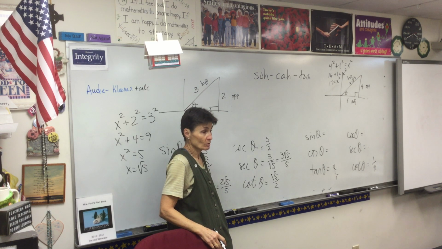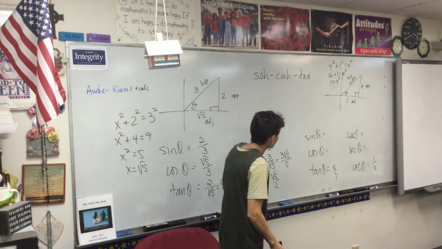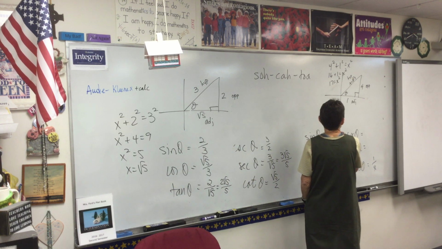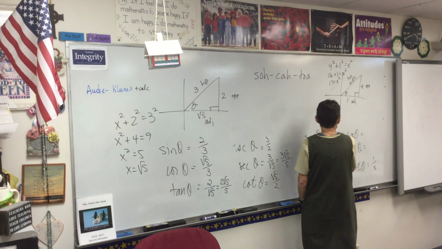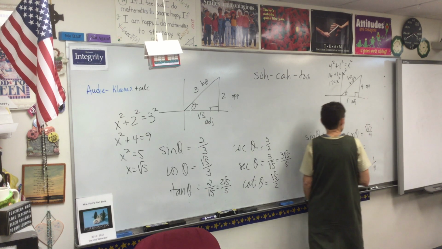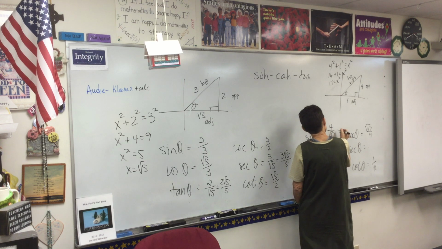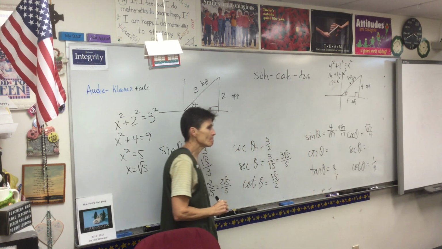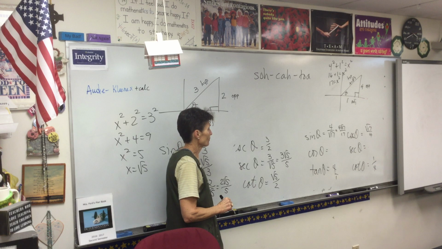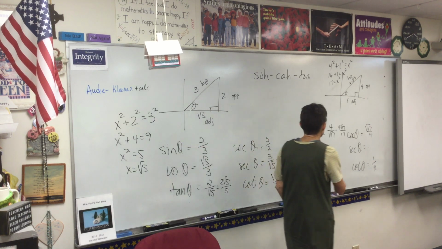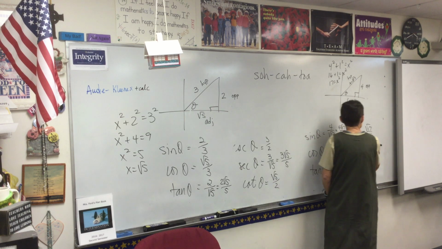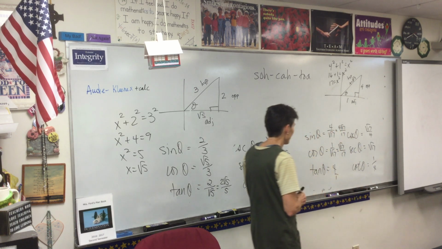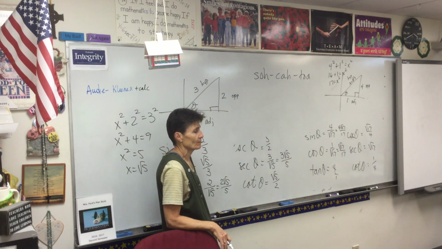Following along, folks? Ferris, you with me? Sine? 4 over root 17, so cosecant is root 17 over 4. Don't like the way that one looks, so I'll redo it. No radicals in the bottom. Cosine? 1 over root 17, so secant is root 17 over 1. Don't like the way this one looks, so we'll multiply top and bottom by root 17. And we are finished.